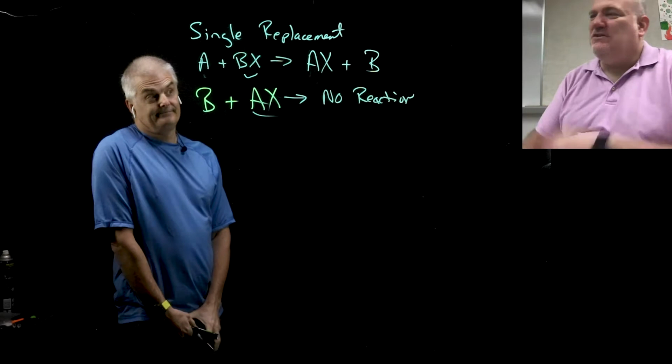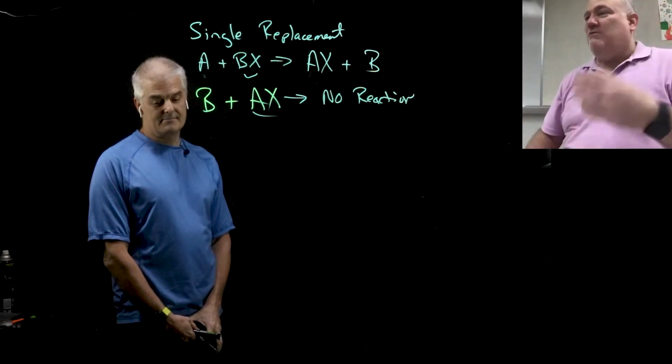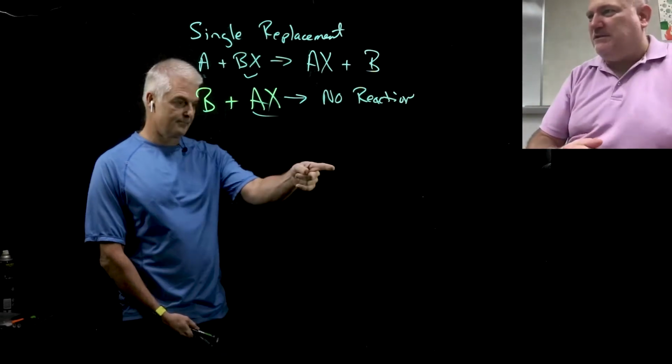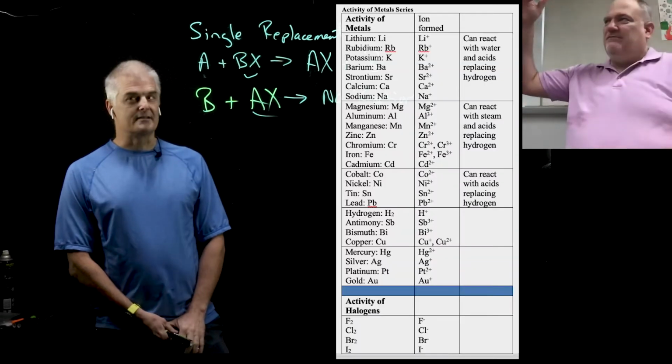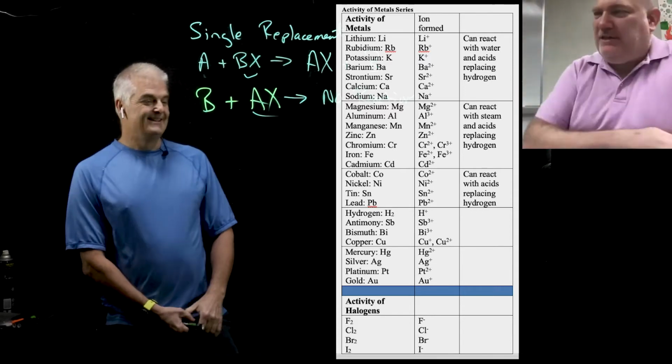Nothing will happen because A, for whatever reason, is the more attractive dude and B just loses every time. So we can't just arbitrarily look at something and go, well, I think that will work and that won't. We have a table that kind of helps us out with this. Kind of like a table of attractability or something. Or King of the Jungle, however you would. Let's take a look at that real quick.